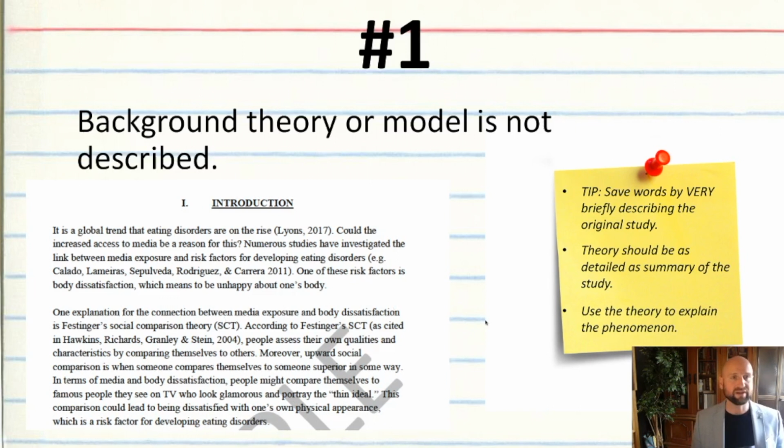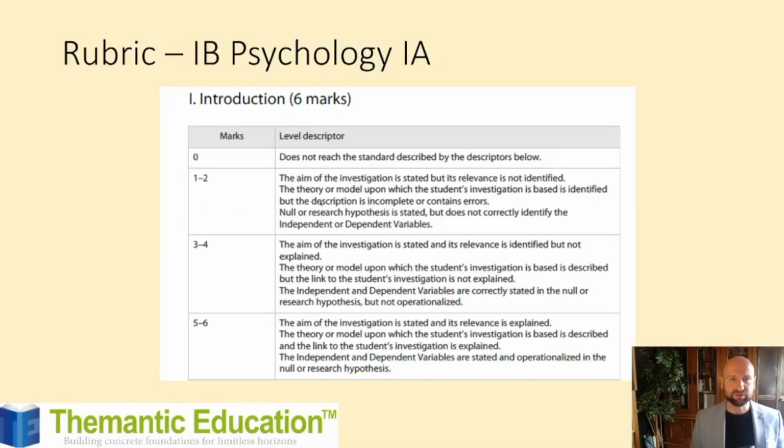So those are the 5 biggest mistakes that students make. So let's have a look at the rubric. They're mistakes that students make because they're not hitting the rubric. So you have to state your aim really clearly and explain its relevance, right? That's the first thing. You have to have the theory or model that your investigation is based on and describe it, and make sure the link to the investigation is explained. In other words, you can say what claims of that theory or model you are testing in your study. And again, use this terminology from the rubric.